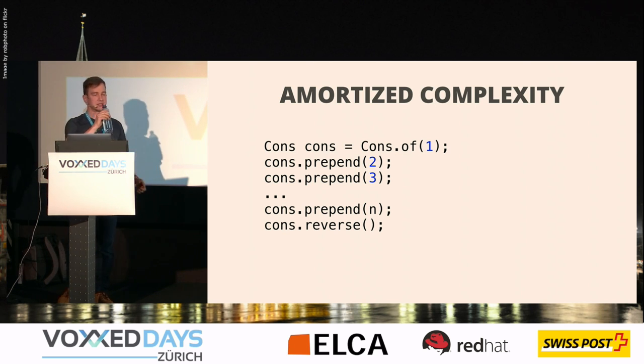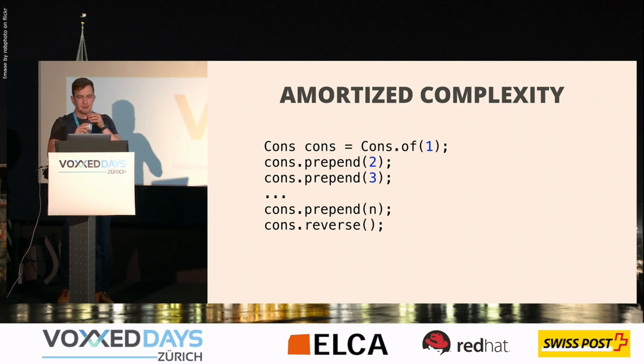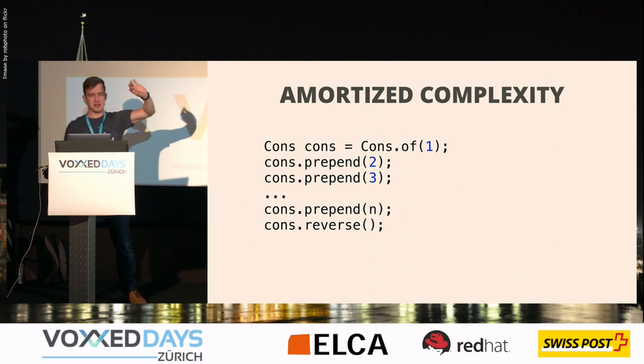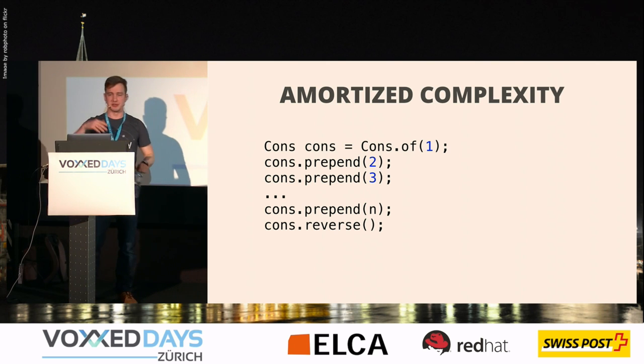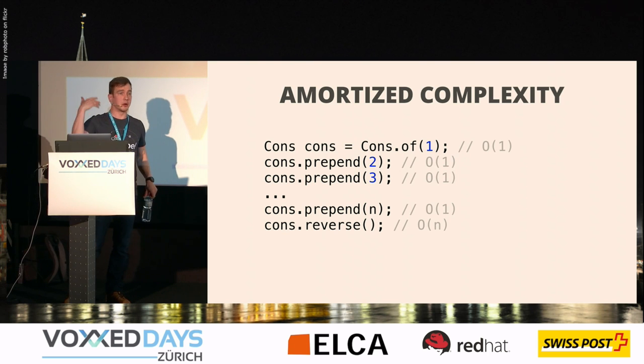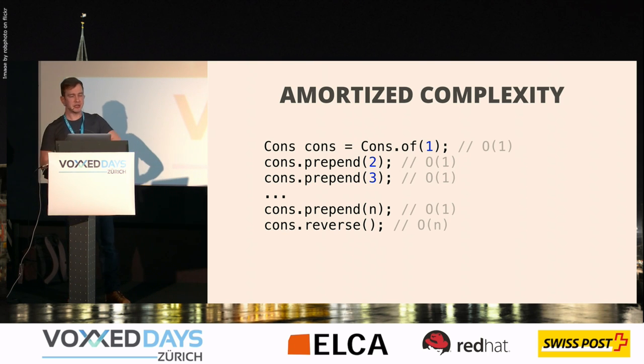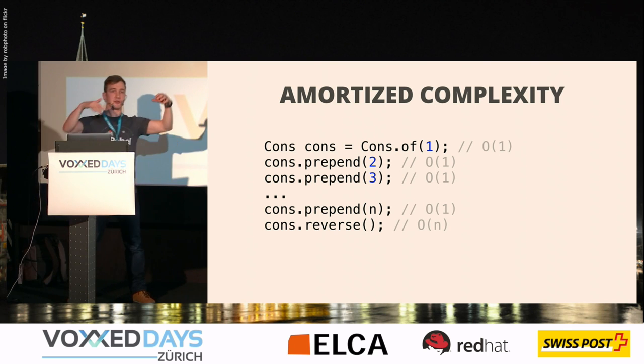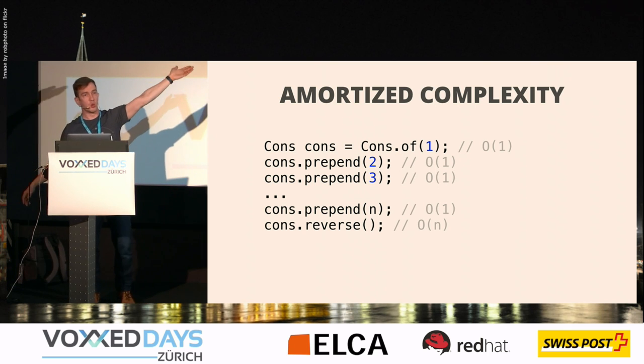So imagine we have a list like this, and we do a series of operations. We add new stuff from the left, we prepend stuff, and then we reverse the list. So we know how to individually think about the complexity of those operations. Prepending is just creating a new instance of the cons, so it's an O(1) operation.